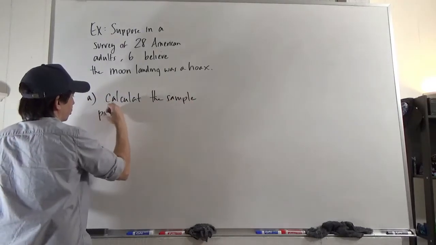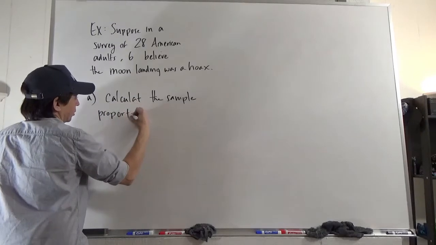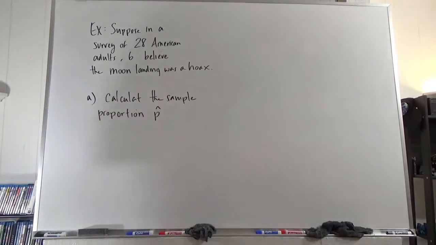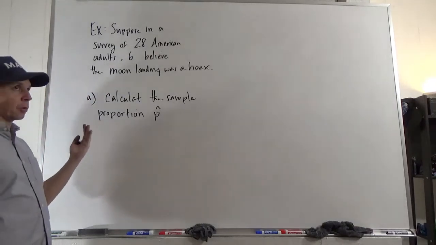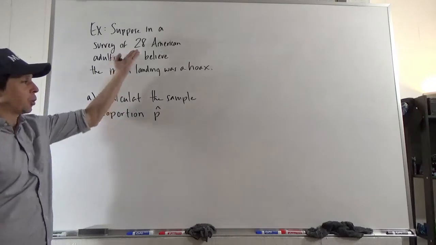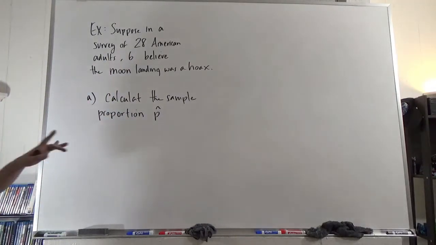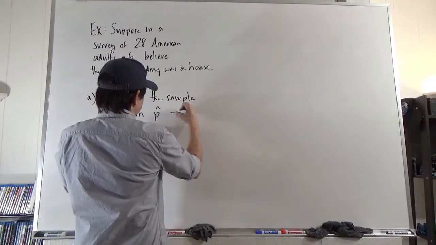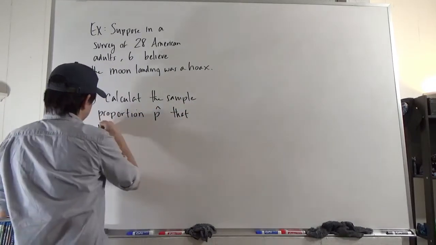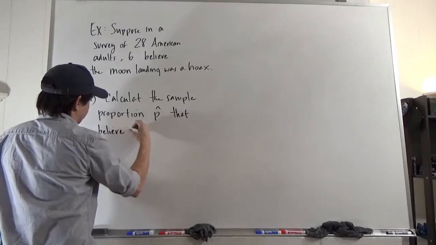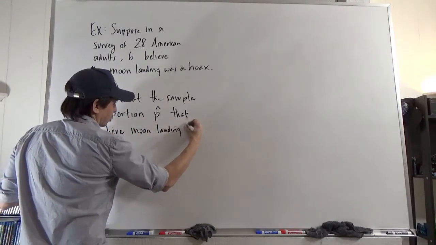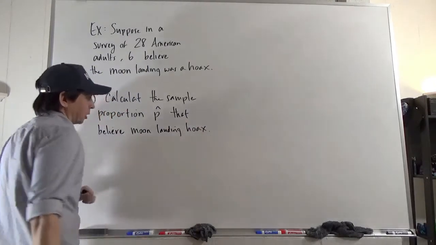Calculate the sample proportion. I'll specify the symbol that we're using for that, or remind you of the symbol, but in theory the question may not mention that symbol. You have to remember sample proportion. The proportion of your sample of 28 that believe the moon landing was a hoax is symbolized by p hat. Calculate the sample proportion p hat that believe moon landing hoax. I'm going to shorten that phrase for brevity.